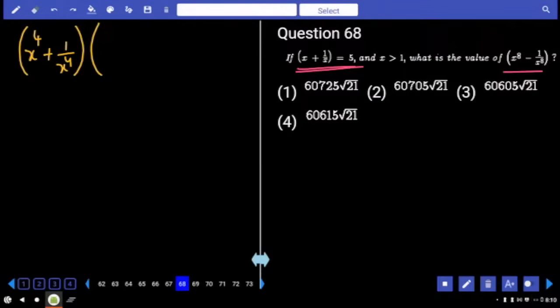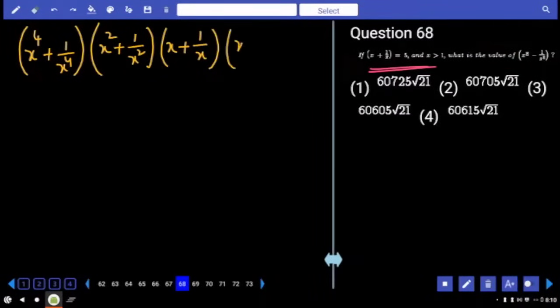Even that can be written in the form of a square minus b square. Again that becomes x square plus 1 by x square into x square minus 1 by x square. Again I am rewriting that as x plus 1 by x into x minus 1 by x. This is the value we have to find out, where you know that x plus 1 by x is equal to 5.